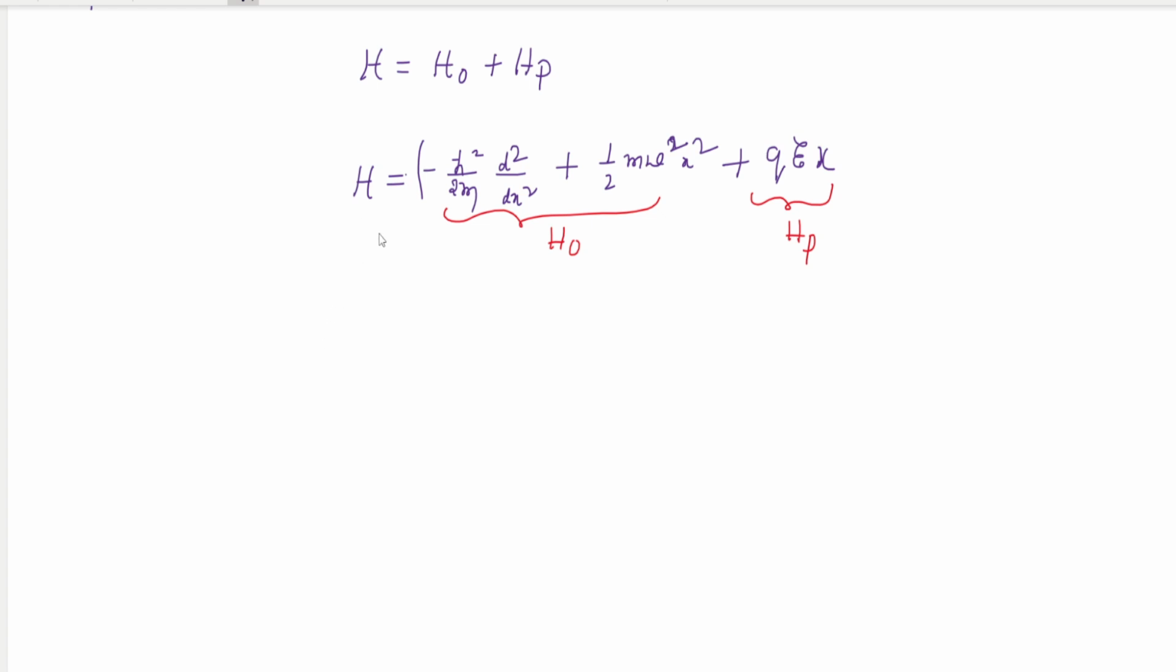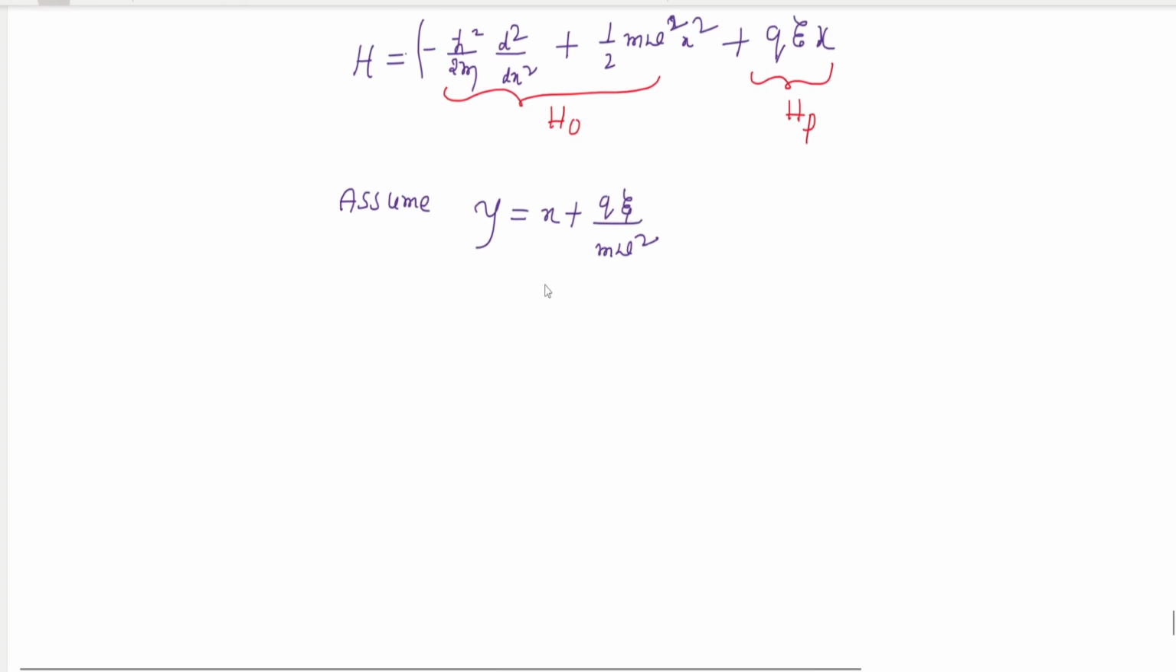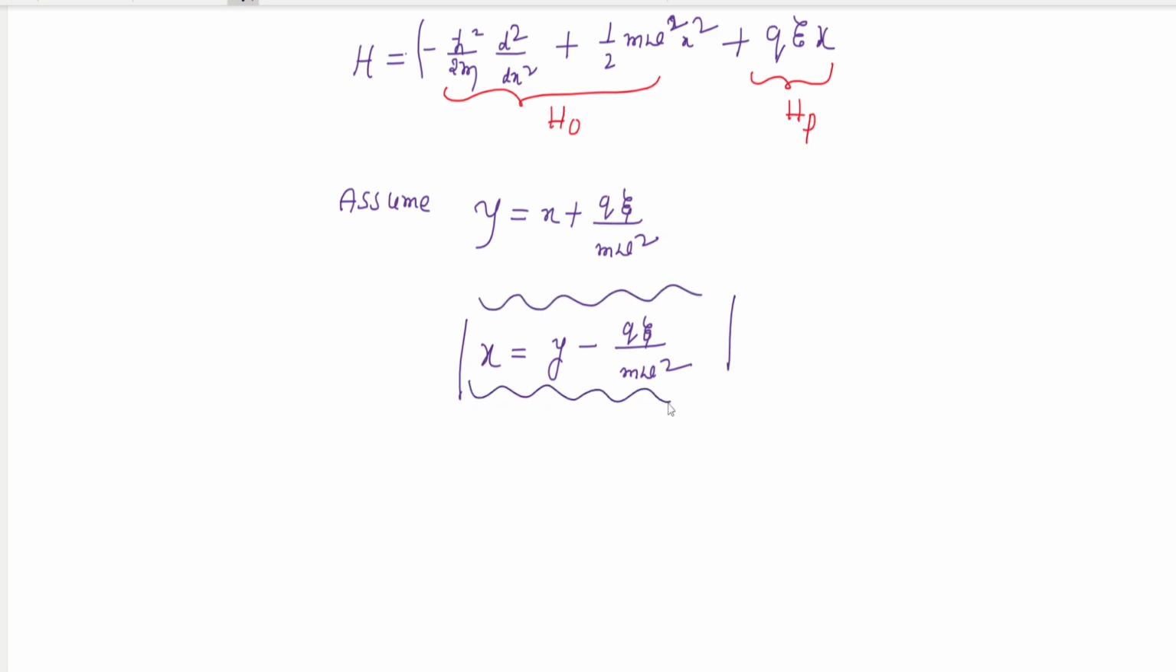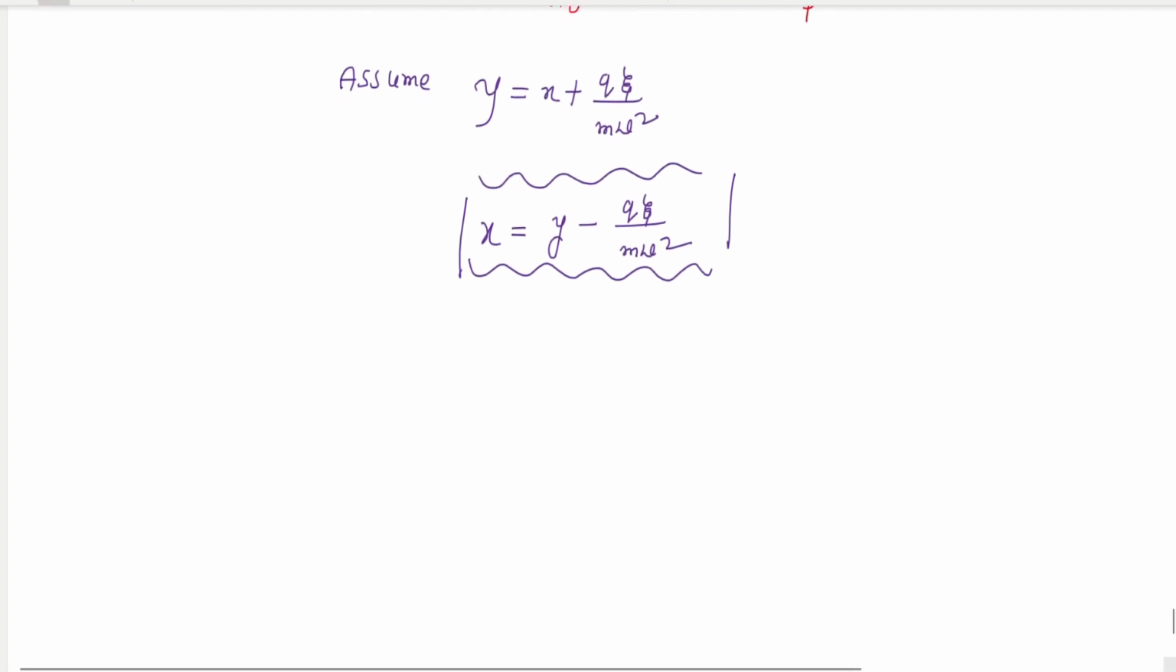So here I'm going to assume one equation and define y equal to x plus q electric field divided by m omega squared. This is a completely assumed substitution. Using this, x equals y minus q electric field divided by m omega squared. Now substitute this x value here, then you can get the exact Hamiltonian of the system.